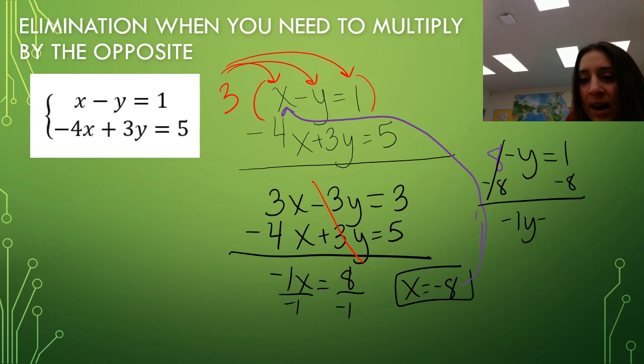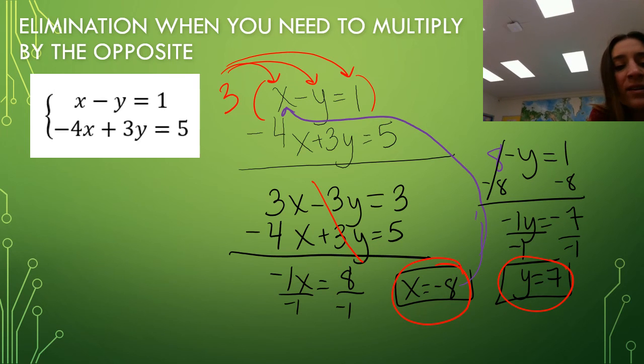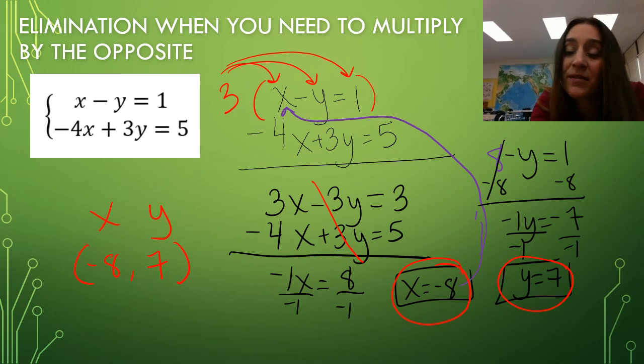Negative 1y equals negative 7. Divide both by negative 1. Now y equals 7. Great. Now I have my x value and my y value. Now I can write my ordered pair, having my x value come first, and then my y value coming second. Negative 8, 7. Come and see me if you need help with any of this.